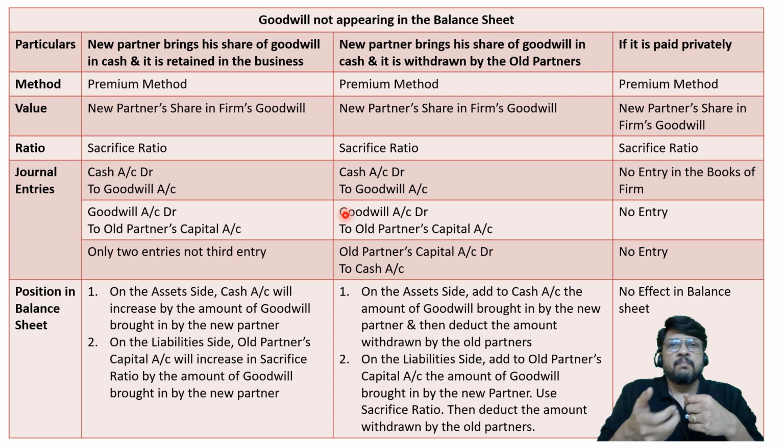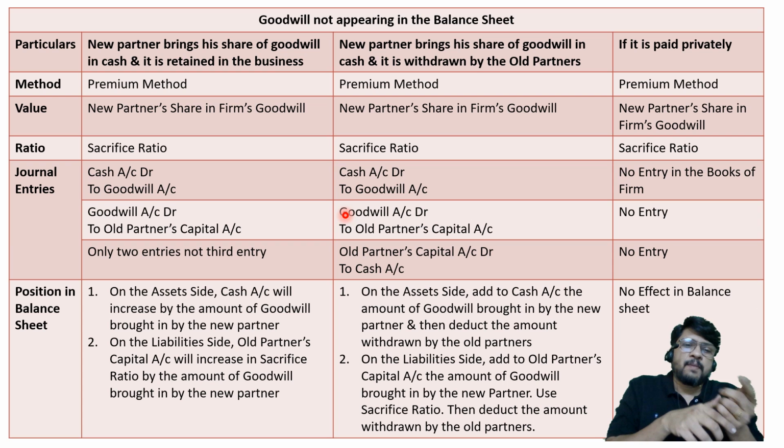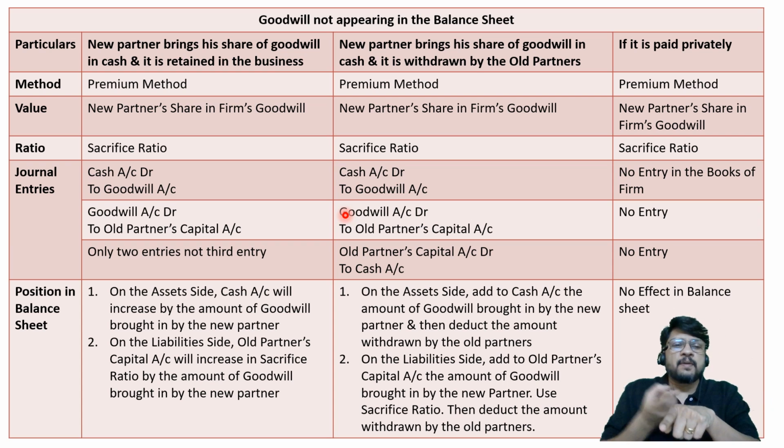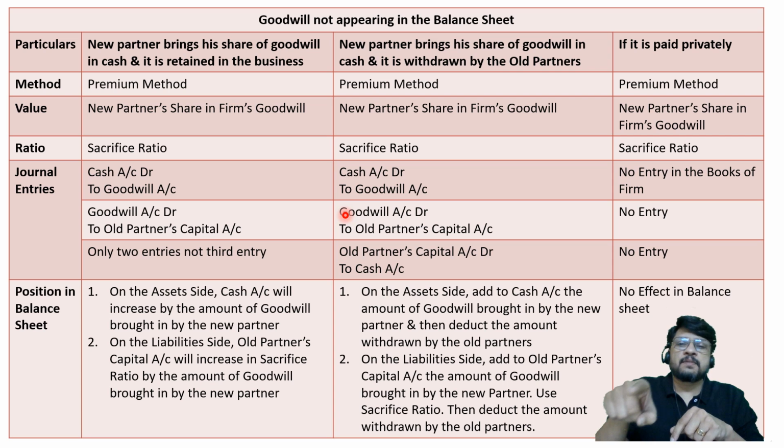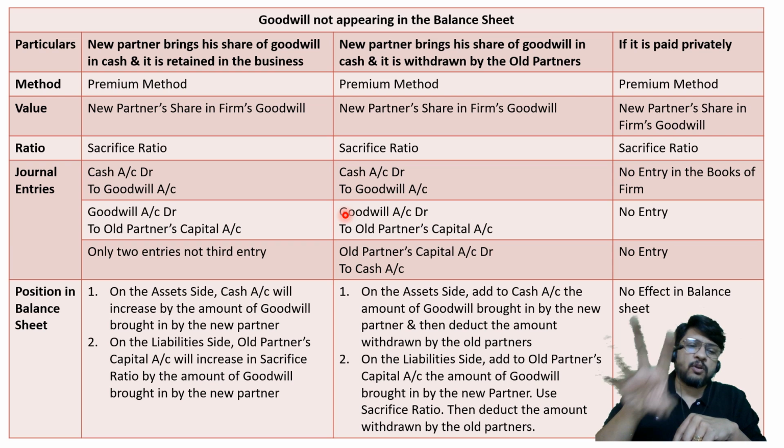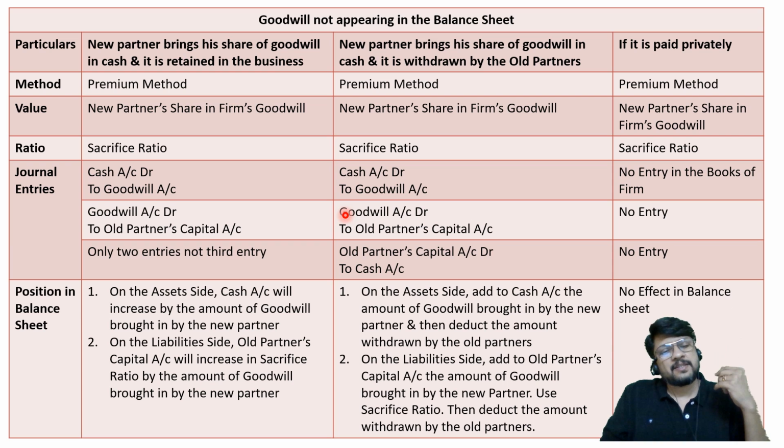They are saying the goodwill is generated by us, you are going to use it, don't forget to pay for the same. So this payment can be done through the firm or this payment can be done privately. If it is done through the firm, in that case the first two methods, either retained in the business or withdrawn by the old partners. Third case, it is paid privately. So the new partner is going to the house of old partners and paying them goodwill directly. He is not coming to the firm. So in the firm's cash box, no cash is received.